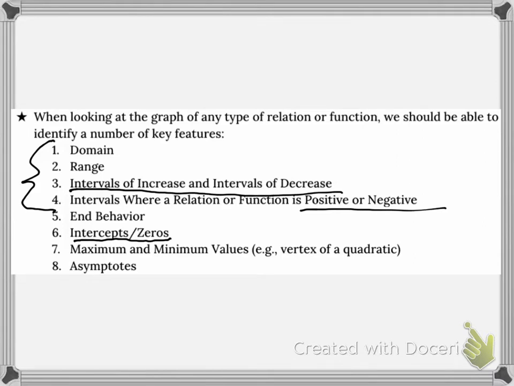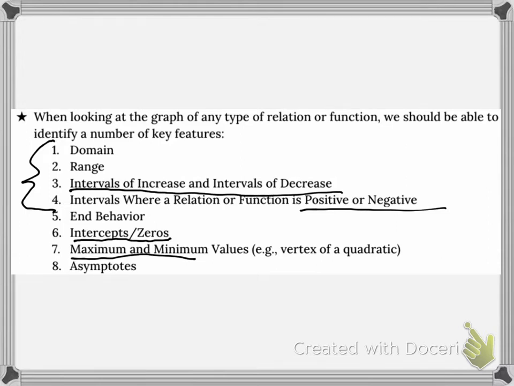So then the other things, we need to be able to identify maximum and minimum values. So that means the vertex of a quadratic, and later on when we talk about polynomial functions, relative maximums and relative minimums. And then asymptotes. So those are going to be like with your exponential function or with your rational function, where you've got to find what are those lines that the function seems to approach but never quite touches.